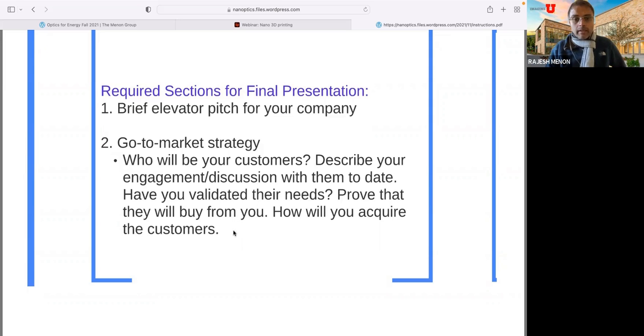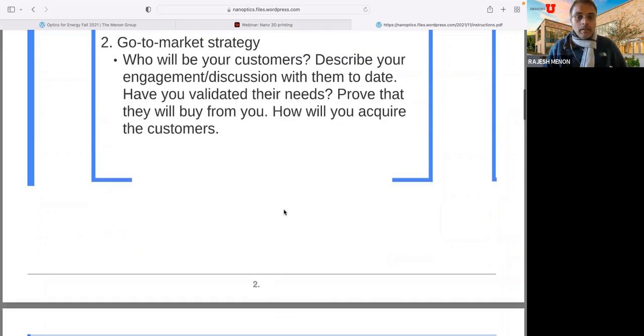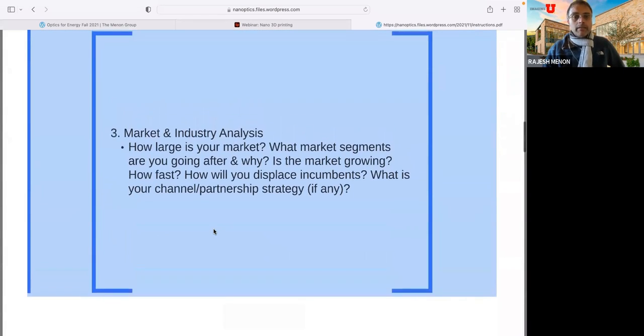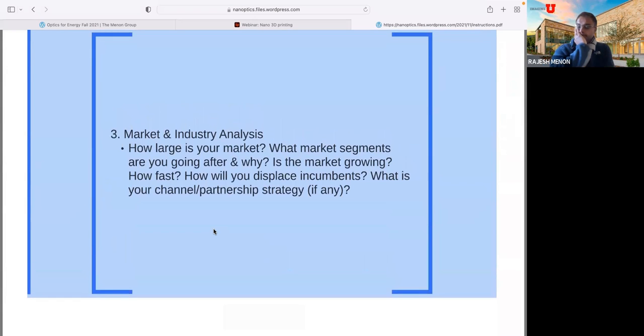How will you acquire the customers? That comes out of the canvas. So I think you already thought about this, but distill that information into a slide here. On the market and industry analysis, this is a little bit more complex, where I expect you to do a top-down and a bottom-up analysis.